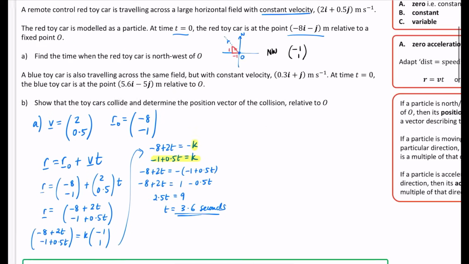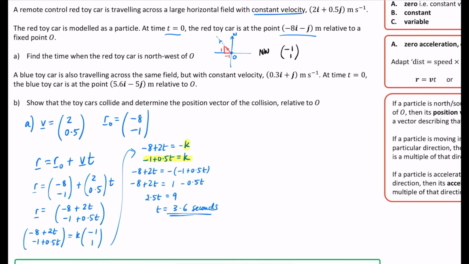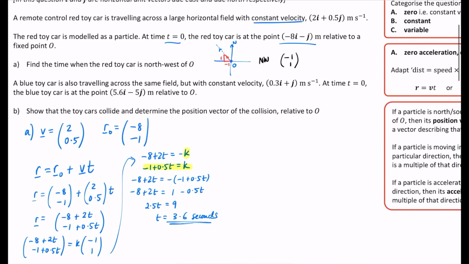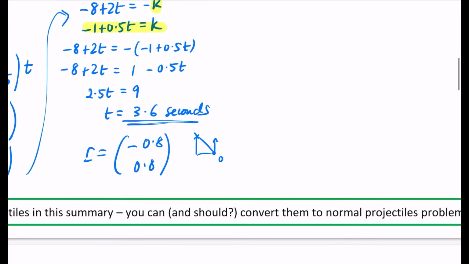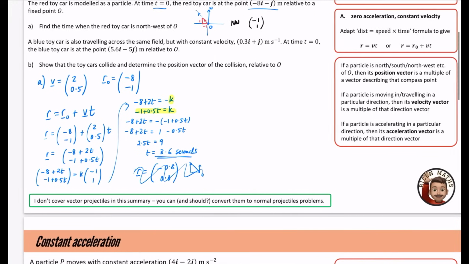Now, I would probably do this to check in the exam. I would actually substitute 3.6 into this expression and see if it is actually northwest. So if I do -8 plus 2 times 3.6, I get -0.8. Okay, this is the position vector. We don't have to do this, but I'm doing it as a check. And then I'm also going to substitute 3.6 into this part. So it's -1 plus 0.5 times 3.6, and I get 0.8. So if we think about what this is actually representing, if we have the origin, and we're saying we're going -0.8 across and up 0.8, we're saying that the particle is now at this point, which is clearly northwest of the origin. So I'm going to just do a little scribble through it because that was just me doing some checking.